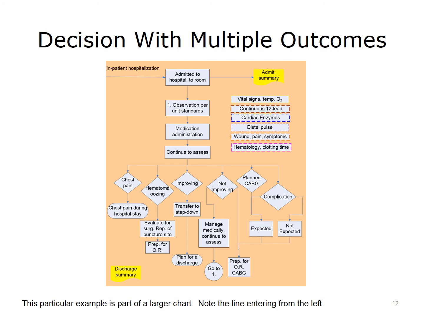If the patient has a planned coronary artery bypass graft, CABG, which is expected, then prepare for the operation room. If the patient has complications from a procedure, either expected or unexpected in this representation, the staff will prepare for the operation room. Finally, a discharge summary will need to be prepared.